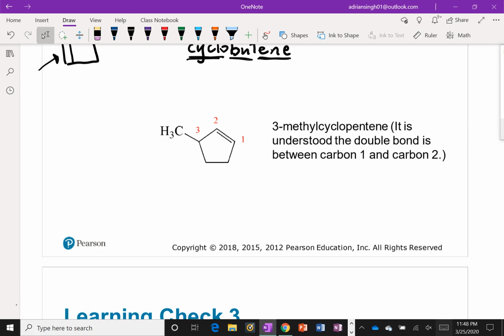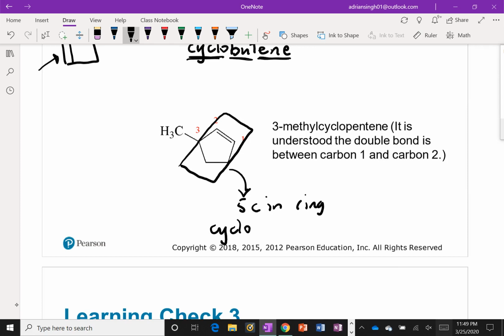All right, so here we have this structure underneath. We either find the longest chain, or in this case, we have the ring structure, and we're going to name that ring structure. So let's identify it. Looking at it, it looks like a pentagon. So that's 5 carbons in the ring, which would make it cyclopent. And there's a double bond in it right here, so that would make it an ene, so cyclopentene. And then we have a methyl, a CH3, that's attached to one of the carbons.